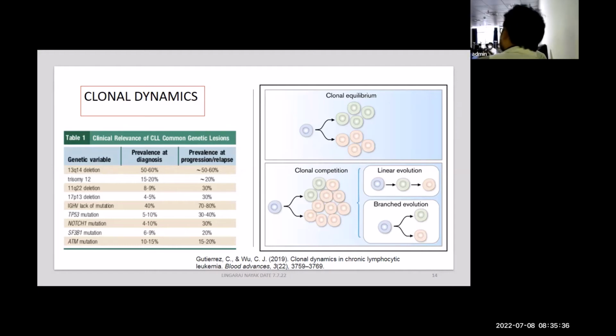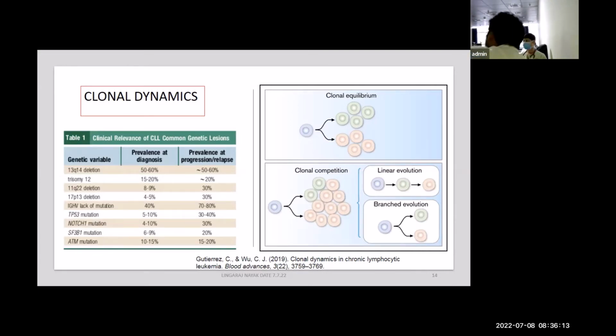So what they found is that there is a situation in CLL where you have clonal equilibrium, right? You have multiple different kinds of clones in CLL, and they are equilibrated with each other, in a stable form. The second situation is clonal competition. When CLL progresses, one clone competes with the other. That can lead to two situations: linear evolution and branch evolution. Linear evolution means a new mutation comes and replaces the old one. Branch evolution is where a subclone gains dominance and takes over the dominant clone. So this kind of evolution of CLL is very well depicted.